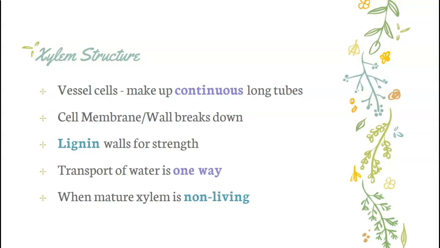So what happens is the cell membrane of the vessel cells break down and end up making one long tube, and it's fortified with lignin for strength. So again, if you've ever picked a flower or gotten flowers and cut off the bottom of the stems and you hear that crunch, you're breaking apart this lignified wall.